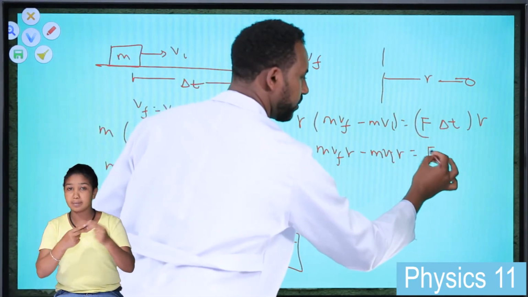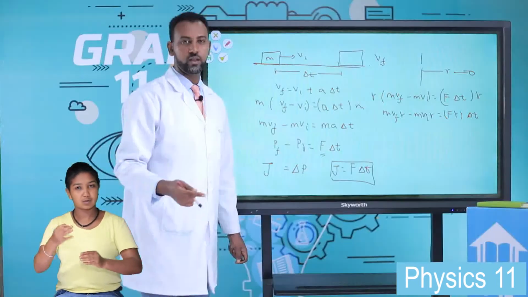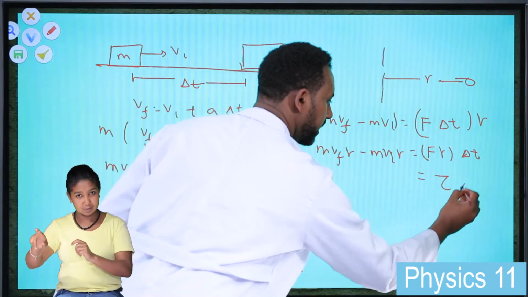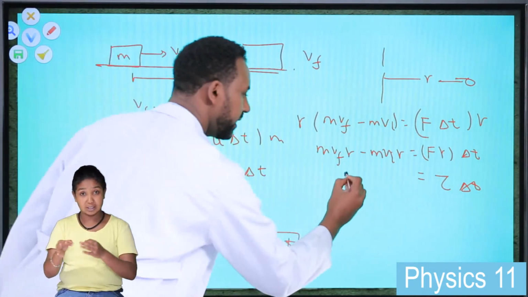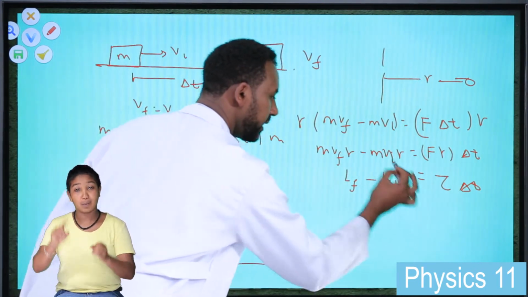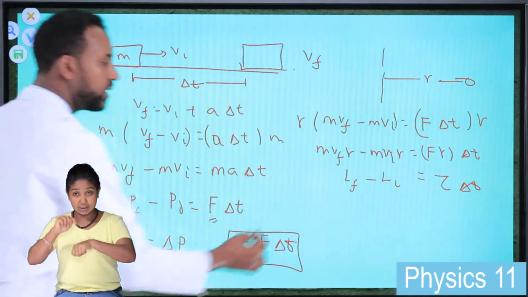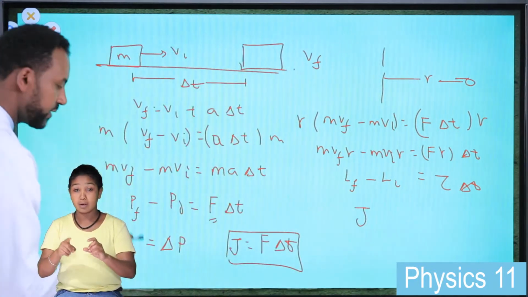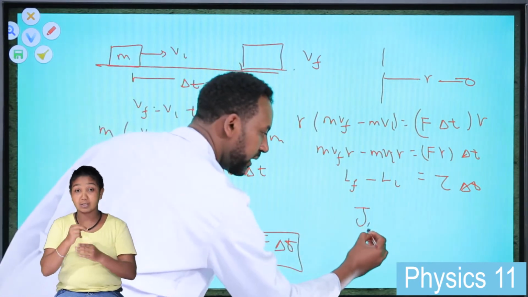F times r. What do you mean by force times r? Students, what do you mean by force times r? Well, force times r is torque. This gives us torque tau times change in t. M times v times r, we have previously defined as the angular momentum. Angular momentum final minus angular momentum initial gives us torque tau times change in t. So the change of angular momentum is known to be impulse, like the change of linear momentum is known to be impulse. But the difference is this one is known to be angular impulse.